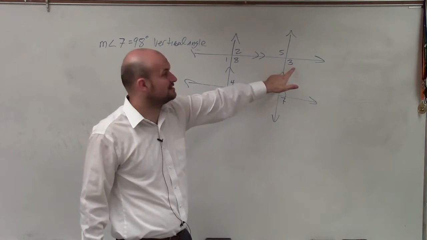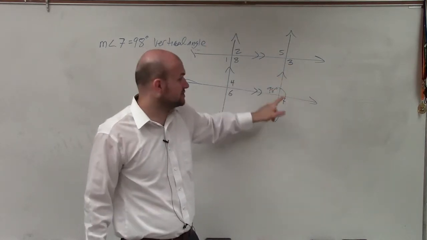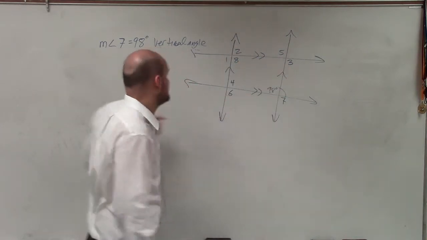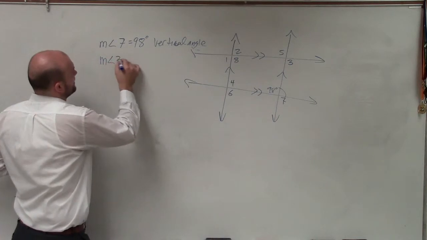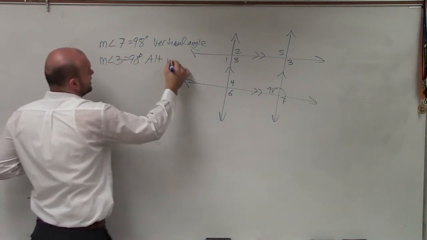98 degrees and the measure of angle 3, those are alternate interior. They're both inside these parallel lines, and they're on opposite sides of this transversal. So I can say the measure of angle 3 equals 98 degrees because those are alternate interior.